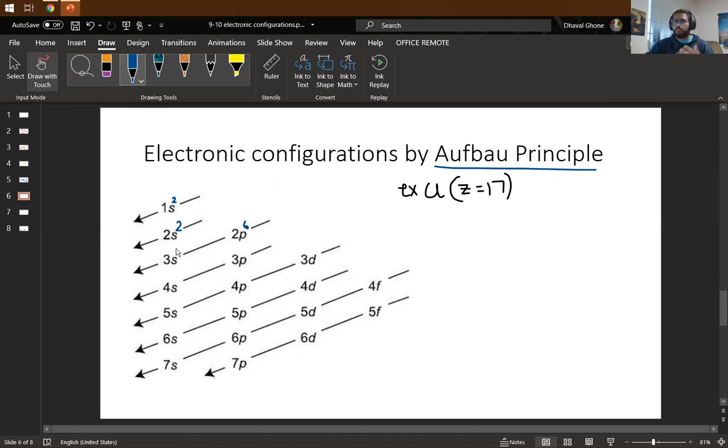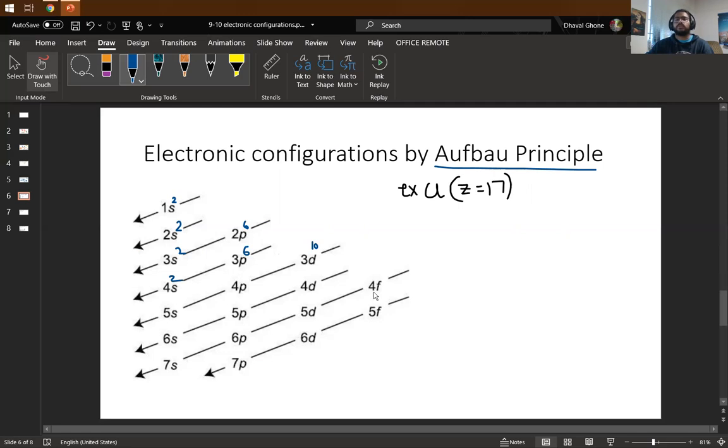And 3s, if you guess, it'll be 2 again. 3p can hold 6, 4s can hold 2, 3d, now we said d can hold 10 electrons. So at the most, I can have 3d10. I can have anything from 3d1, 3d2, 3d3, all the way to 3d10, but not 3d11. Okay, and I keep going like that.